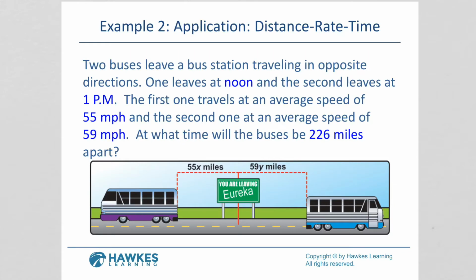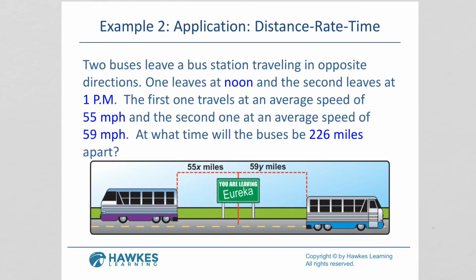Example 2, another distance, rate, time problem. 2 buses leave a bus station traveling in opposite directions, not trains, but buses. One leaves at noon, and the second leaves at 1 p.m. The first one travels at an average speed of 55 miles per hour, and the second one at an average speed of 59 miles per hour. At what time will the buses be 226 miles apart?